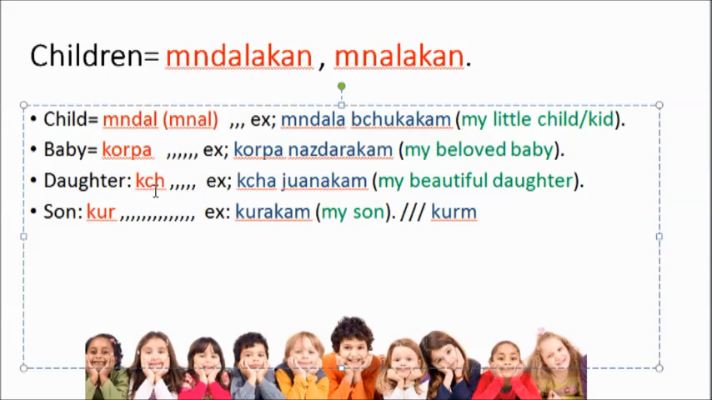Daughter means kitch, okay? Basically, kitch also can mean girl, not necessarily daughter. So kchajanakam means my beautiful daughter. Kur means son. Kur can also mean boy, okay? Kurakam means my son, okay? Kurum also means my son. So you can add aka or not as well. You also can say kchim, by the way, okay? Kchim warabo era means, oh, my daughter, come here.